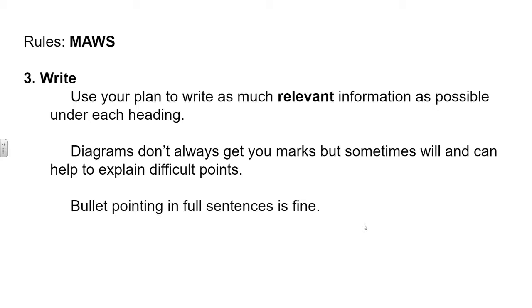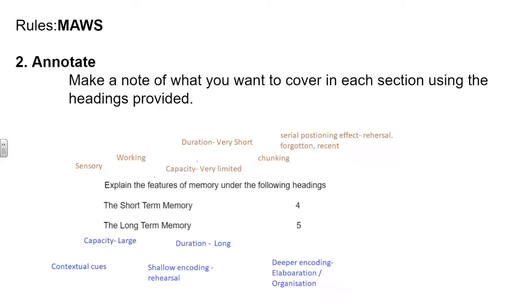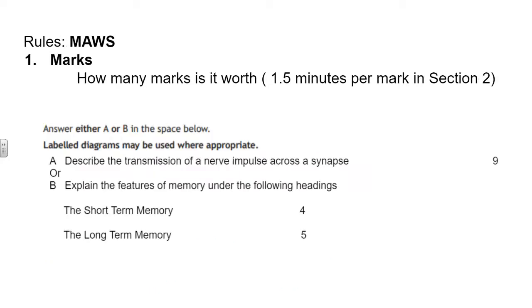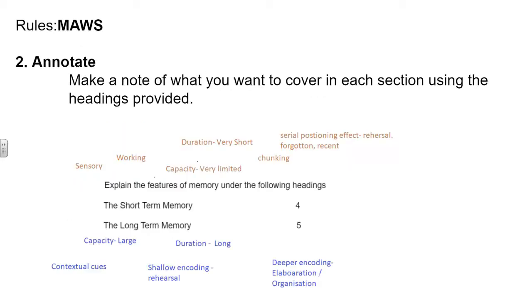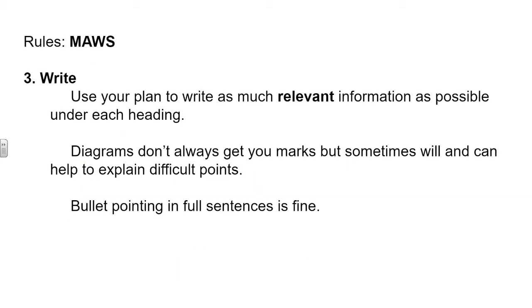So the W in MAWS is to write. Use the plan that you've just written. This will be on the same bit of paper quite often. The essay questions, which is another term for these, have their own page. So you'll have annotated at the top of the page, and then underneath that, have a lovely blank space to use. You can keep referring to your plan because it should probably be on the same bit of paper as your actual write-up.